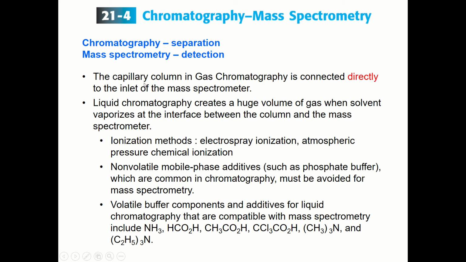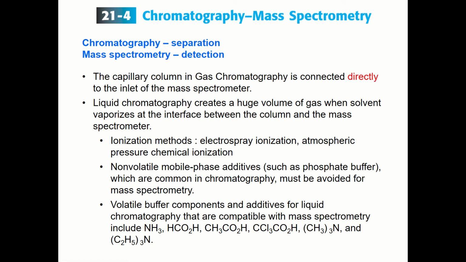But the capillary column used in gas chromatography is connected directly to the inlet of a mass spectrometer. Otherwise, you have to control the input amount to the mass spectrometer. In a capillary column, there is a very small amount of species, and so you can directly connect this capillary column in gas chromatography to the inlet of a mass spectrometer. But for liquid chromatography, this creates a huge volume of gas when the solvent vaporizes at the interface between the column and the mass spectrometer.